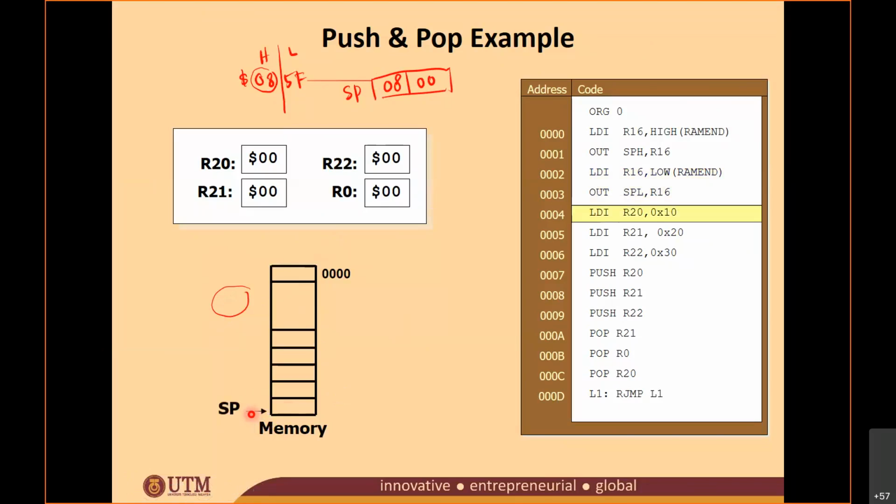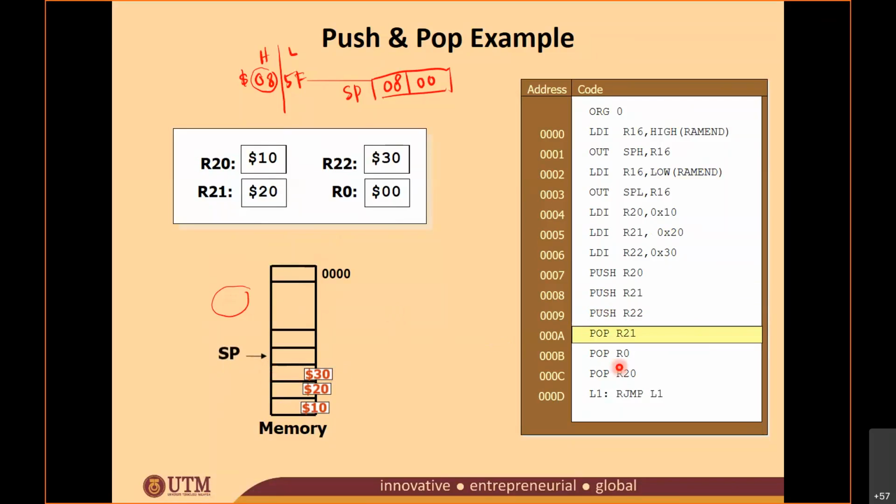And then next, you load this value to R20, then load the second value to R21, and load 30 to R22. So all the changes can now be seen inside the registers here. Then you're going to push R20 to your stack, which is 10 here. Value 10 you put to your stack, and the stack pointer is decremented by 1. You push again R21, value 20, put to your stack, and the stack pointer is decremented by 1. Then you push once more R22 to your stack, which is 30, put to your stack, and the stack pointer is decremented by 1.